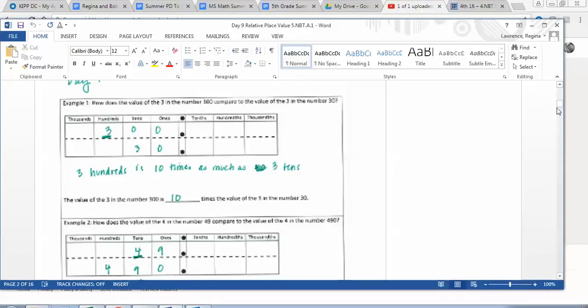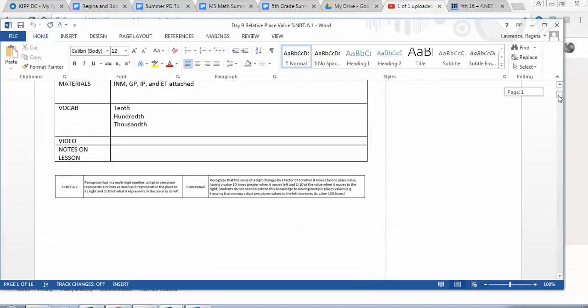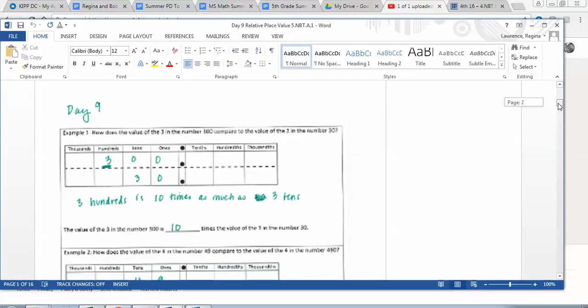Right, we're now looking at day 9. This lesson is on relative place value. And so in this lesson, students need to be able to describe the relationship between the value of digits in whole numbers and decimal numbers. This is really going to build on what students have been practicing for the last 2 days, multiplying and dividing by powers of 10. In this lesson, we're going to start again with whole numbers, right?